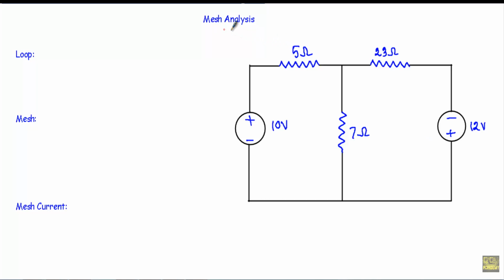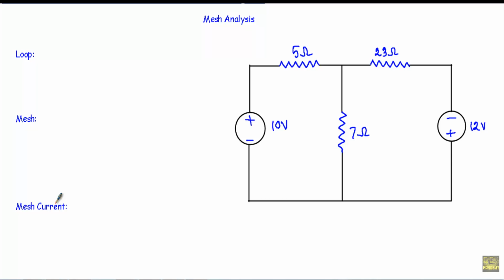In that case, we utilize a method which is more convenient and very useful to solve a circuit, that is our mesh analysis. Before going into the detailed analysis of mesh analysis, you have to know three terminologies regarding mesh analysis. First one is loop, second one is mesh, and third one is mesh current. So what is loop? Loop is defined as a continuous and closed path in which no element is encountered twice.